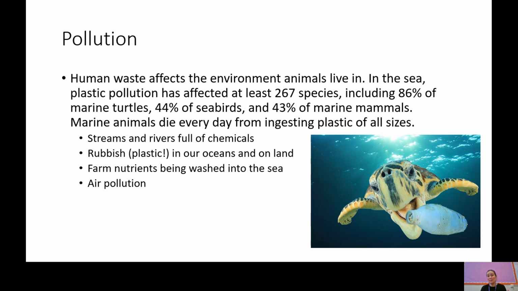And there's different types of pollution. So, for example, streams and rivers that are full of chemicals from our factories. Rubbish, like plastic, in our oceans and on our land. Farm nutrients, so when people are farming, they put fertilizer and other nutrients into their soil to make their plants grow. And when it rains, these are washed out into rivers and streams and into the sea. And air pollution. And you can probably think of some other types of pollution as well.